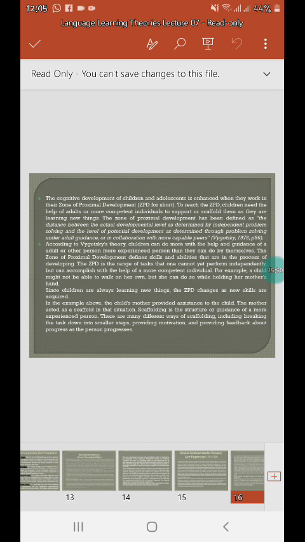Cognitive development of children and adolescents is enhanced when they work in their zone of proximal development, ZPD for short. To reach the ZPD, children need the help of adults or more competent individuals to support or scaffold them as they are learning new things.